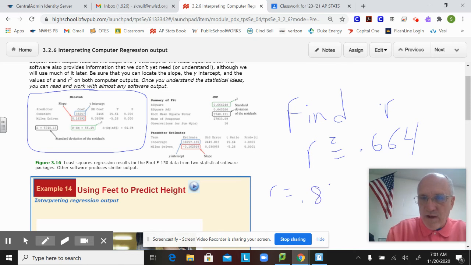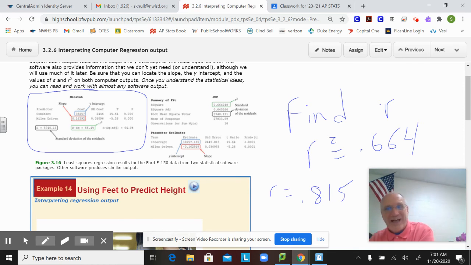When I say be careful, I mean you've got to remember that R could be positive or negative. Both positive 0.815 and negative 0.815, if I squared them, would give an R squared value of 0.664. So you have to pay attention to whether R should be positive or negative. How do you know that?